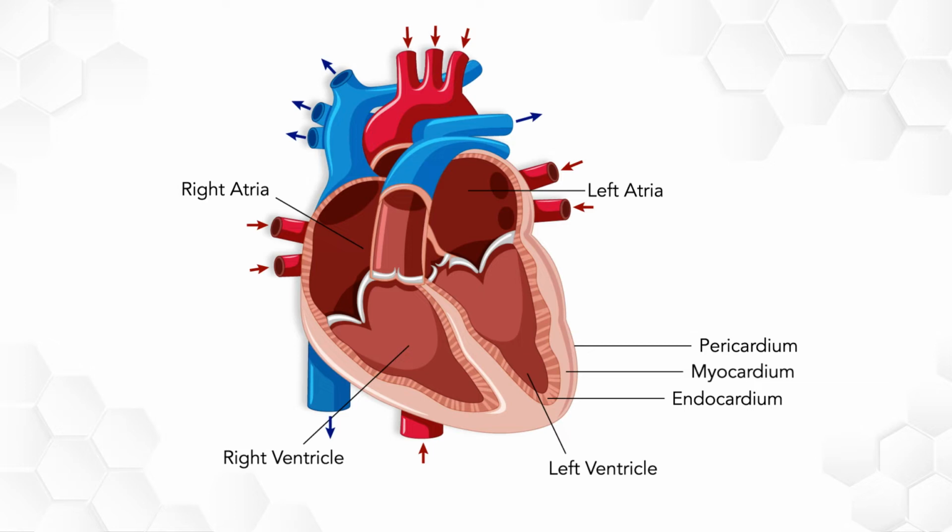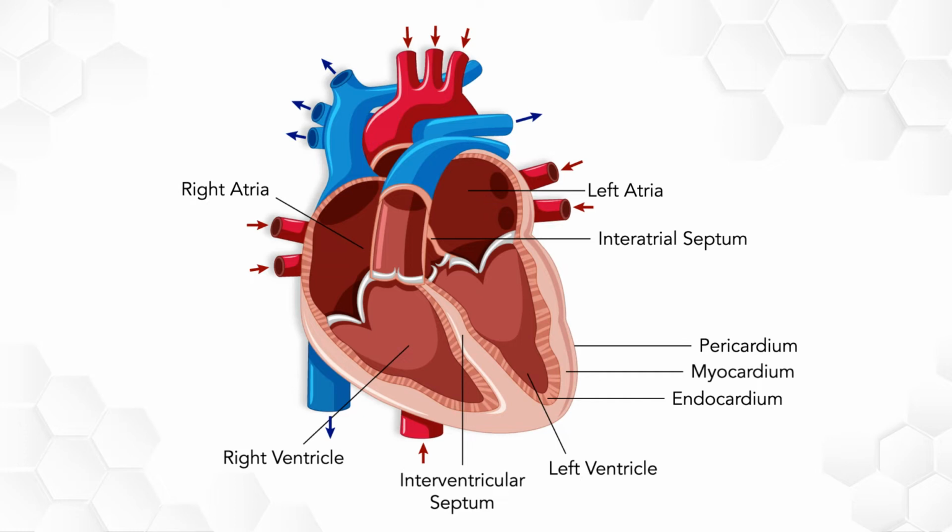The 2 atria are separated from each other by a wall called the interatrial septum, and the 2 ventricles are separated by a wall called the interventricular septum. The atria and ventricles are then separated from each other by the atrioventricular septum. The blood in the right side of the heart is deoxygenated, while the blood on the left side is oxygenated.